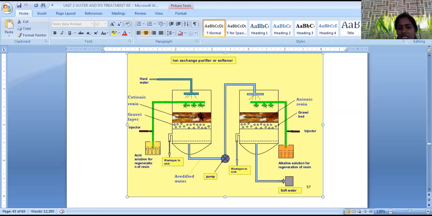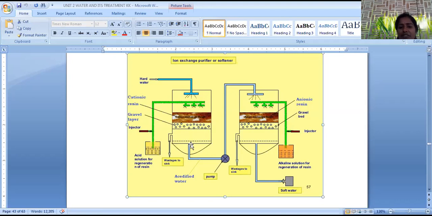They are used to exchange all the cations present in the water, and it is also composed of a sand filtration chamber where all the solid impurities present in the water can be easily retained, so that we can filter the water coming out from this cationic chamber.